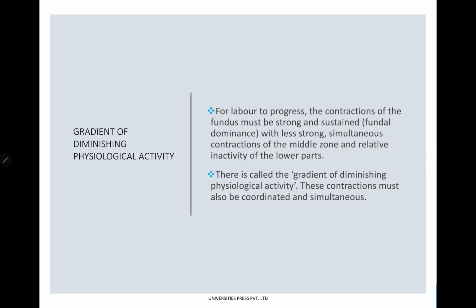So, gradient of diminishing physiological activity. For labor to progress, what do you mean by gradient of diminishing physiological activity? Guys, for labor to actually progress, the contractions of the fundus must be strong and sustained, with less strong simultaneous contractions of the middle zone and relative inactivity of the lower parts.